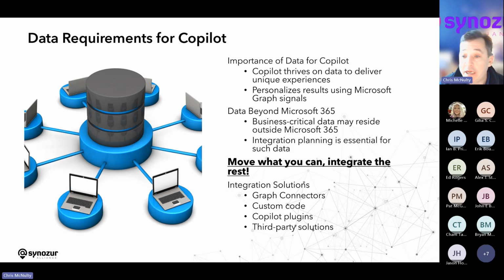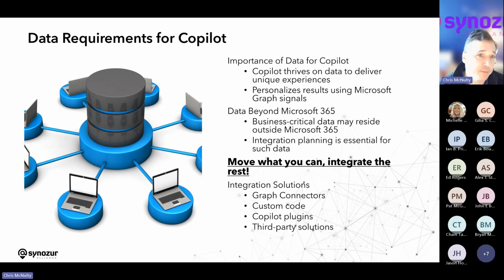Data may live beyond Microsoft 365. And so for that, you need to understand where the critical data is. Does it need to stay where it is, or does it need to be integrated or migrated? If you can move something, you're going to have a greater experience inside of it because you're reducing complexity. So move what you can, but integrate the rest.